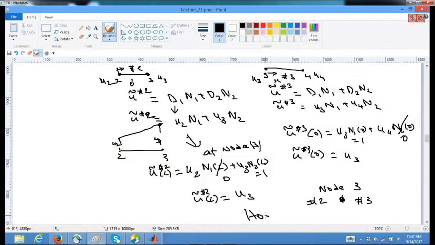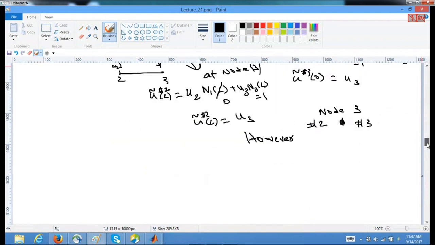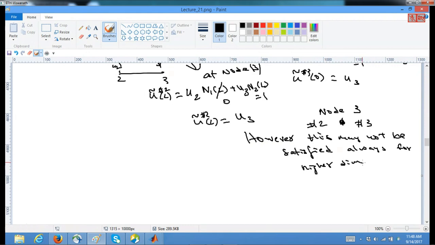However, this will not stand true for the higher order elements or higher dimensional elements. This may not be satisfied always for higher dimensional elements. And if it doesn't satisfy, then it is called non-compatible. So let us see how the non-compatibility arises by looking at it at a greater depth.